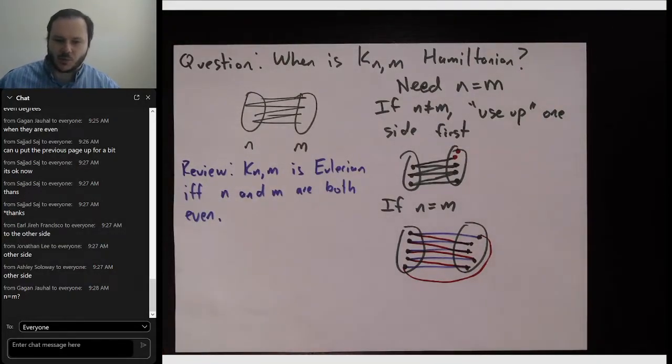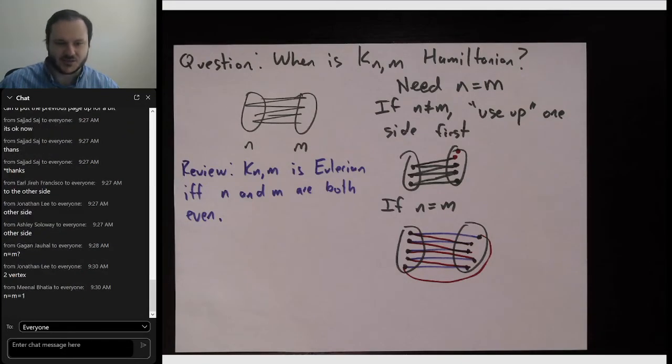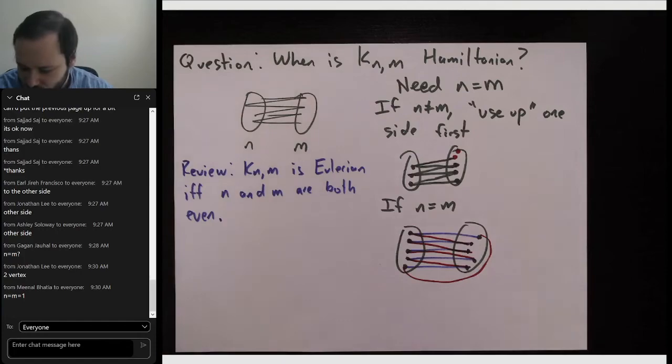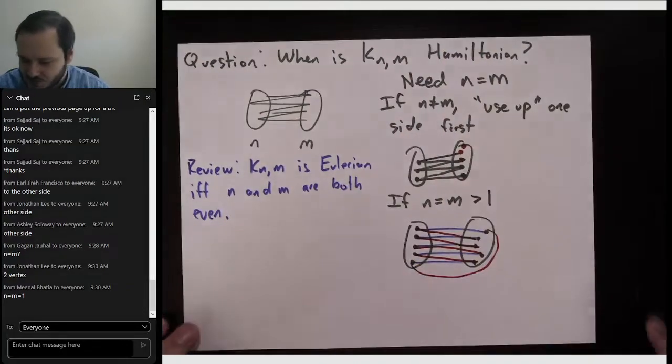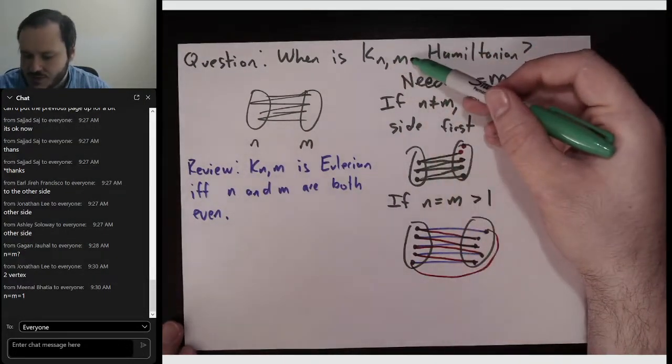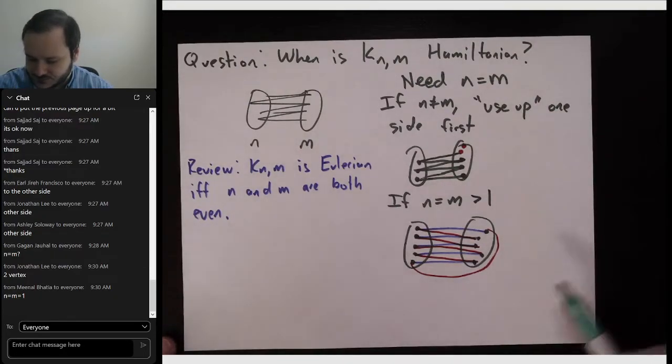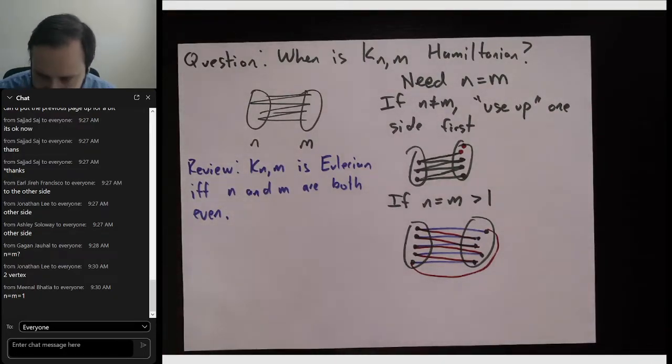And what's the one example where this doesn't work again? This is a Hamiltonian cycle, unless what? Unless I have two vertices. If they're equal, but they're both one, then I just have an edge again, and I didn't actually do this. So if N equals M greater than 1, then this works. So when is this Hamiltonian? If N is equal to M and bigger than 1, then I can get a Hamiltonian graph.